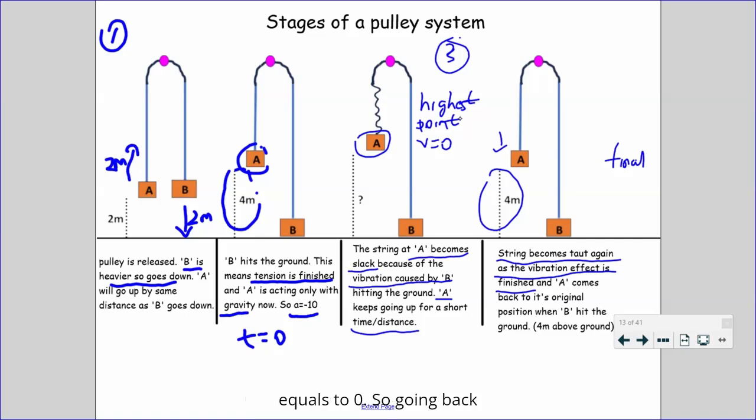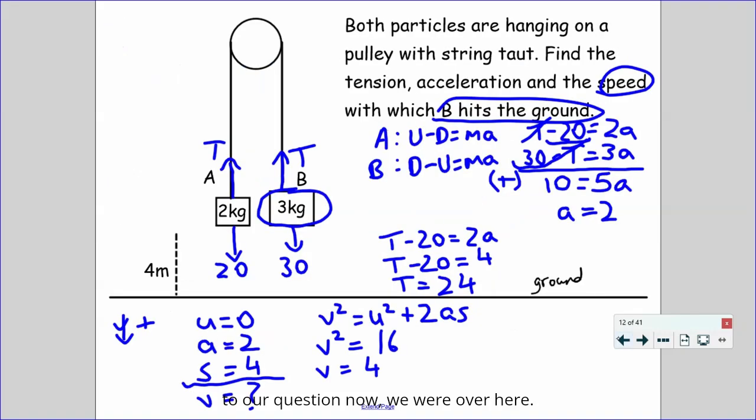Okay. So going back to our question, now we were over here. So we've done the first part, which was before any particle hits the ground. We've got the velocity, which was 4. We've got the acceleration as well.